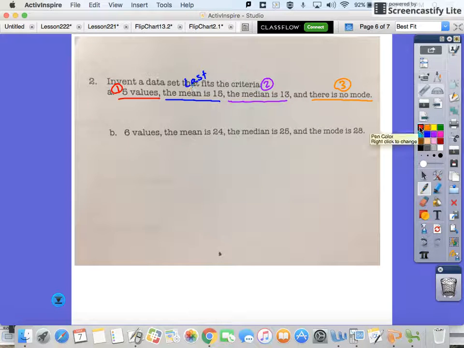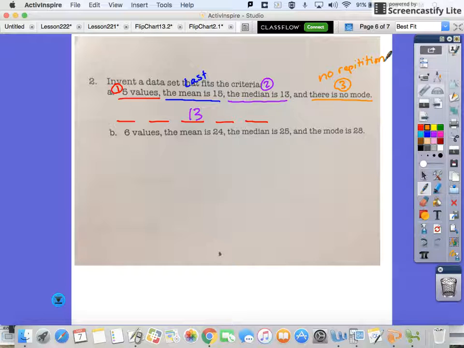When I say the first thing I deal with is this, what I mean by that is I put 1, 2, 3, 4, 5 blanks because it says there's 5 values. Second thing I do is I deal with the median. The median is 13, so that means the middle number is 13. Then for number 3, it says there's no mode. That means there's no repetition. So whatever numbers I put in here can't repeat.